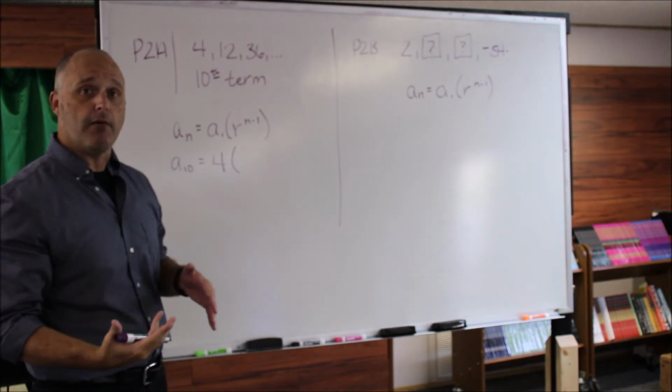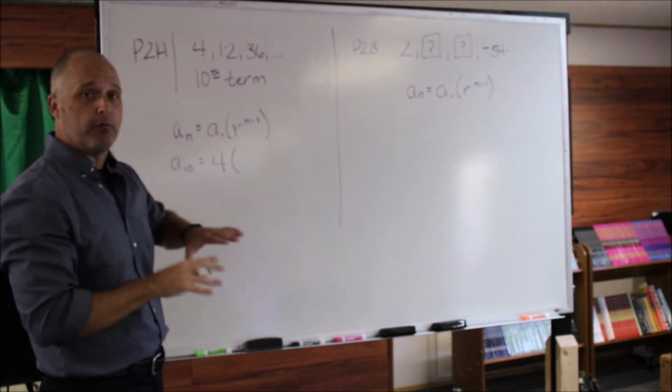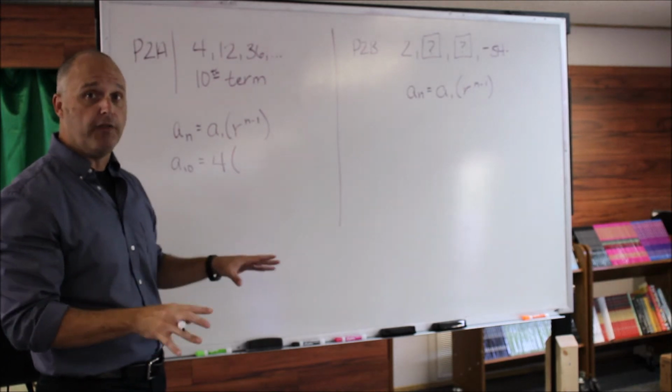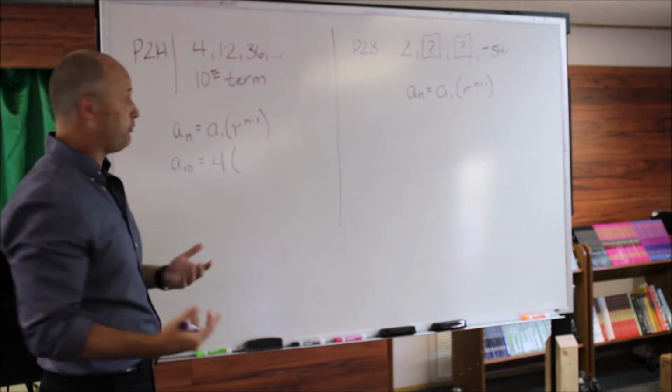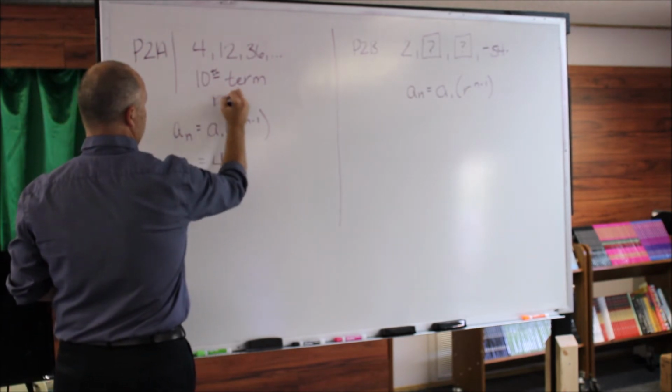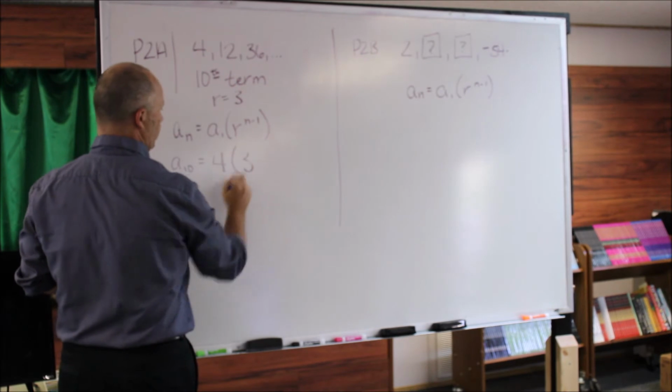So now we need to find the common ratio for this. Now remember that this is a geometric sequence. We're being told that. So how do we get from 4 to 12 by multiplication? It's 3. So we know that r is equal to 3. So we're going to plug that in there.